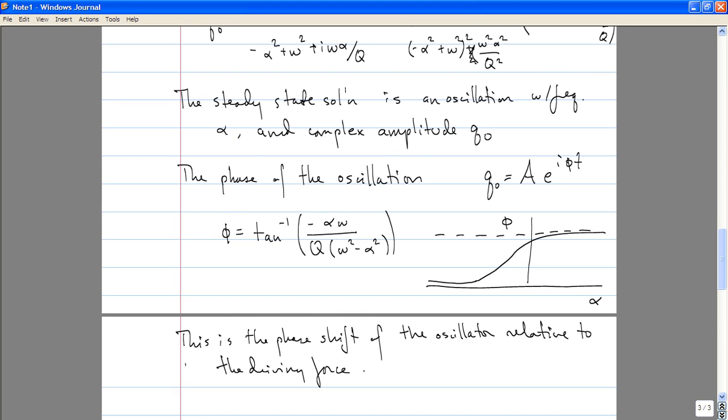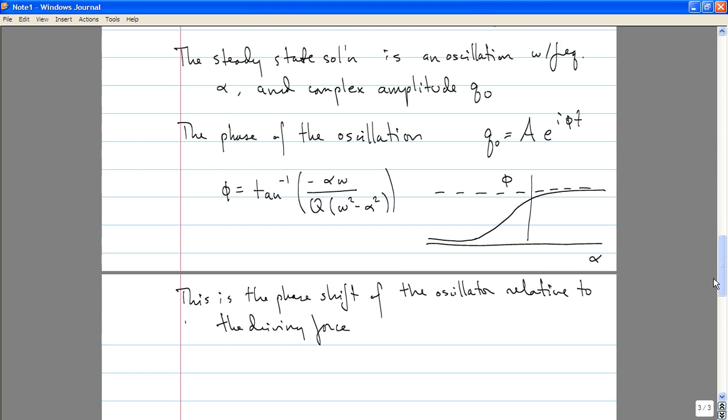And you can see that when alpha is very small, phi is going to 0, and the two oscillations are in phase. If we have an oscillator whose natural frequency is very high, and we drive it with a very low frequency driving force, the oscillator will just track the driving force.